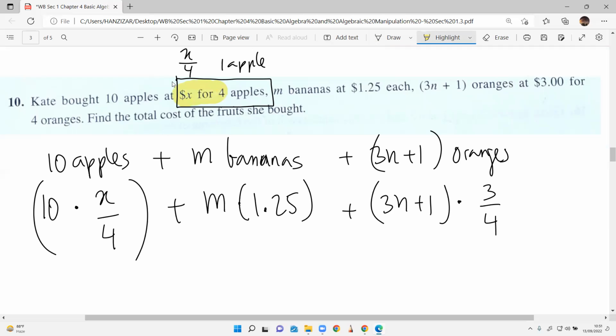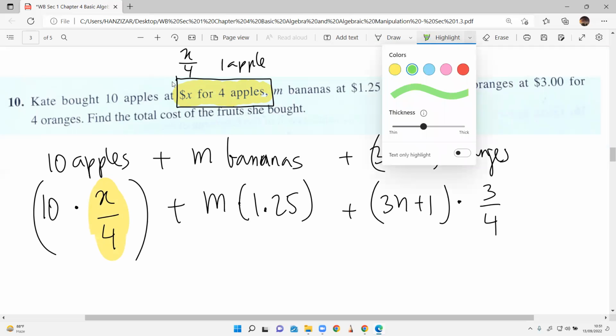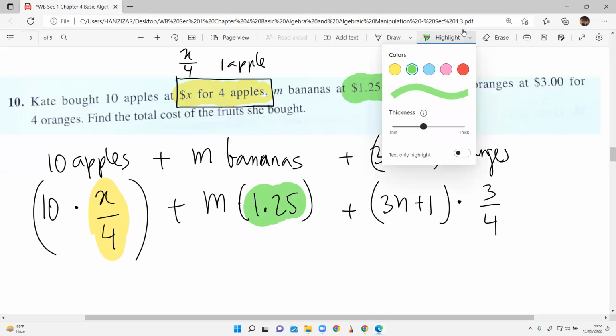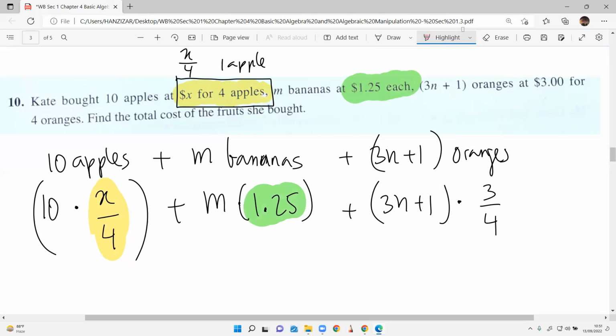x dollars for 4 apples. It means 1 apple is x divided by 4, right? Understand? And then bananas at 1.25 each. Just put 1.25 because it's already the unit price. And the last one, oranges: $3 for 4 oranges. I want to find 1 orange, so 3 divided by 4. Understand? That's the hardest part.